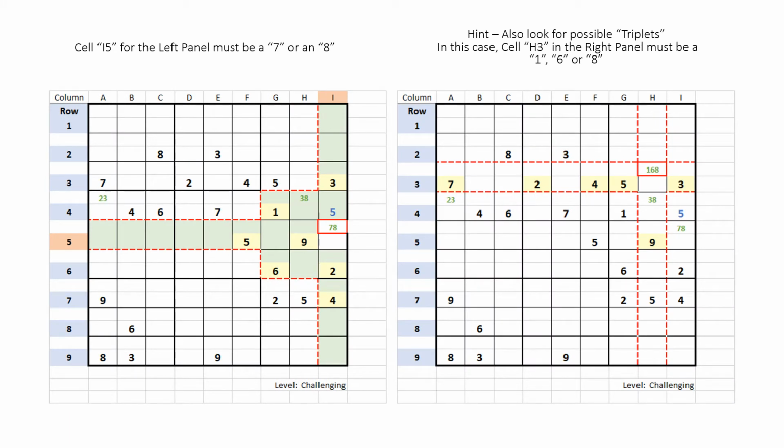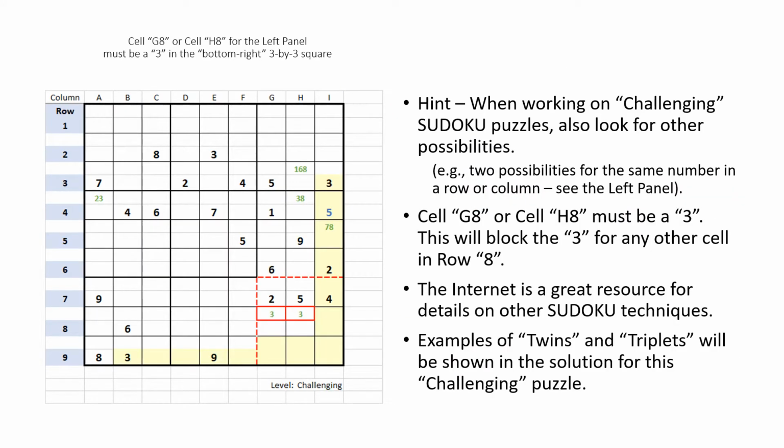Cell I5 for the left panel must be a 7 or an 8. Here's another hint. Also look for possible triplets. In this case, cell H3 in the right panel must be a 1, 6, or 8. Cell G8 or cell H8 for the left panel must be a 3 in the bottom right 3x3 square.